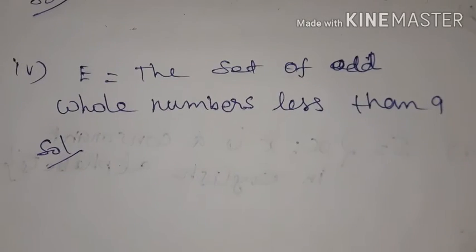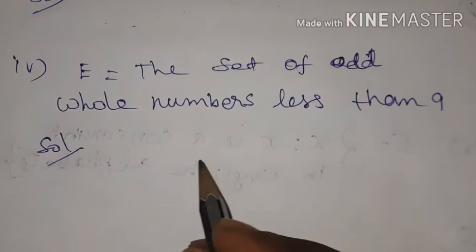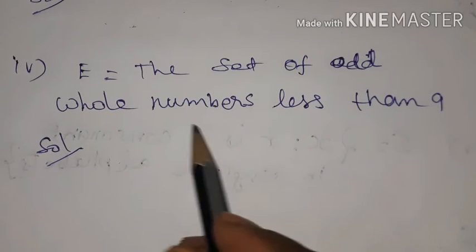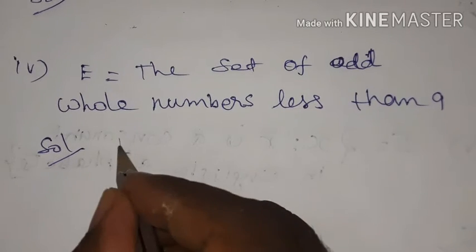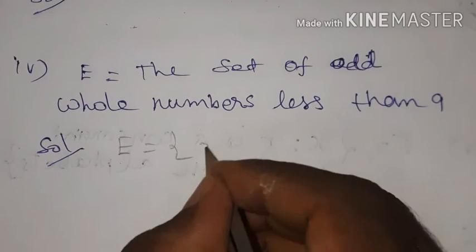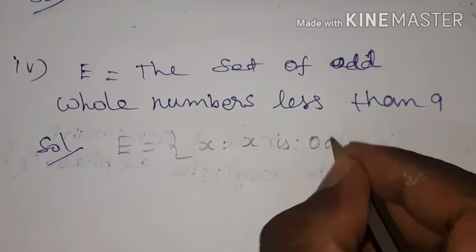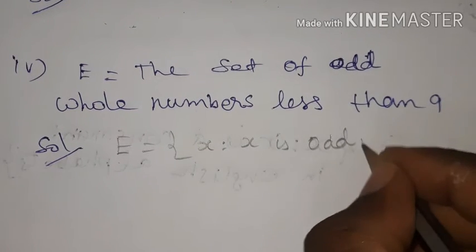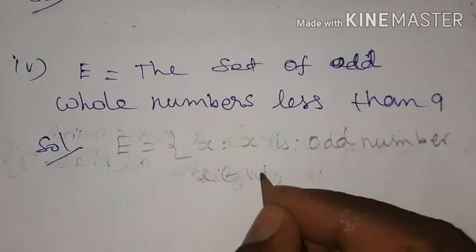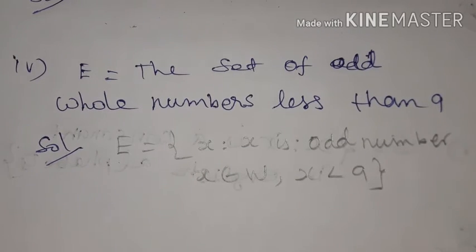Then fourth sum: E, the set of odd whole numbers less than 9. Here also the descriptive form is given. We want to change it to set builder form. E is equal to the set of x such that x is an odd number, x belongs to whole numbers, x less than 9.